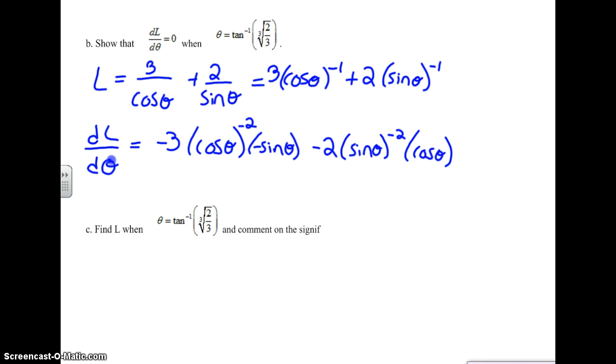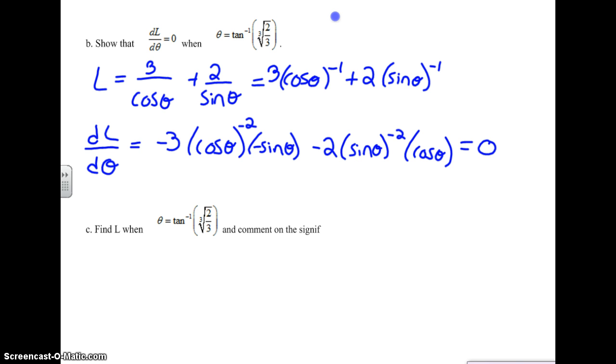Again, to prove any kind of max or min, I want to take the derivative and set it equal to 0. If you take a look at the directions, they say to take the derivative, set it equal to 0, and then prove that this is what theta comes out to be. So I'm going to do exactly that. I'm going to set this equal to 0.